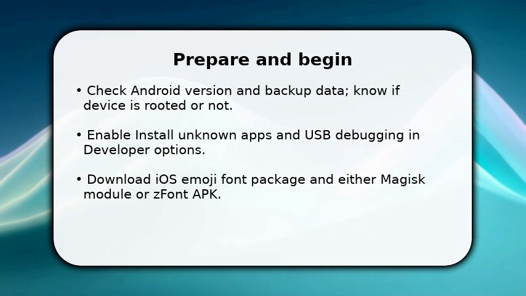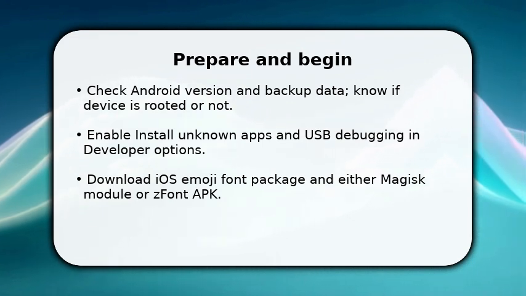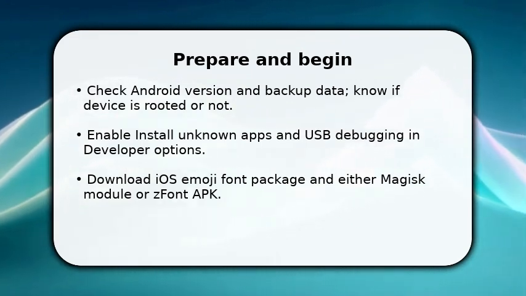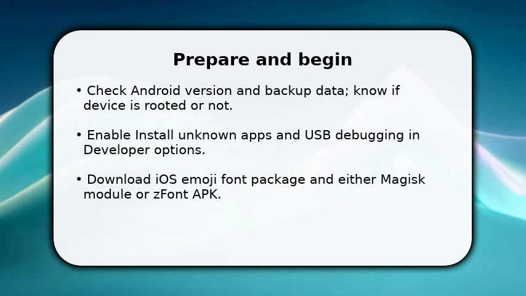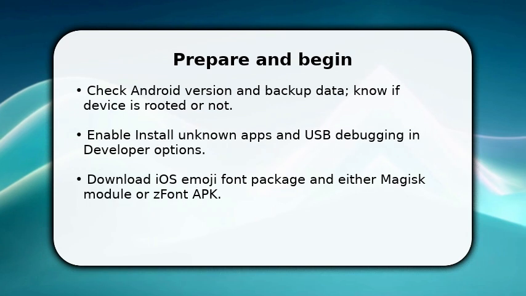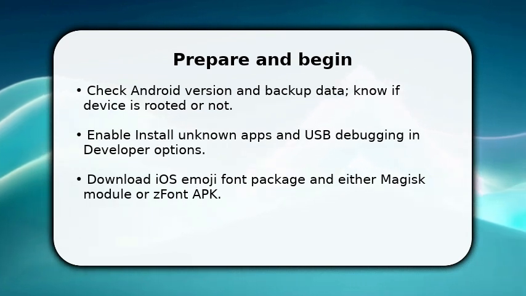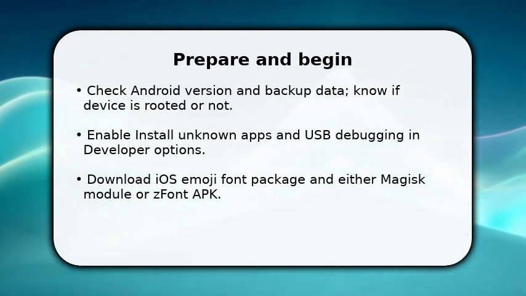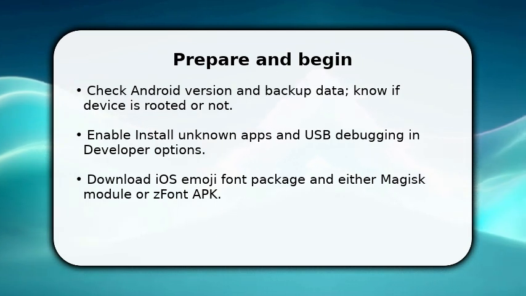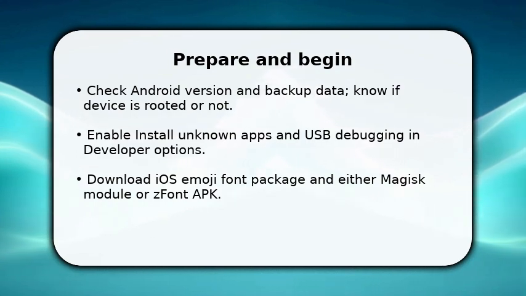Enable developer options and USB debugging and allow installs from unknown sources so the tools can run. Then download the iOS emoji font package and the installer matching your situation: Magisk module for rooted devices or Z font, non-root, app. This gets you into the first actionable step immediately.